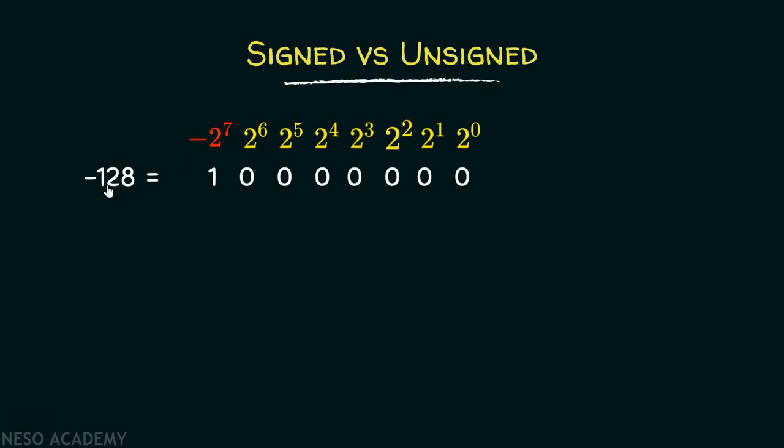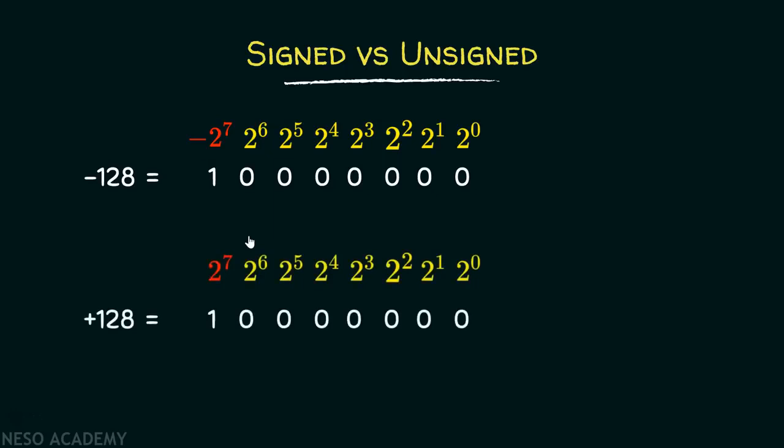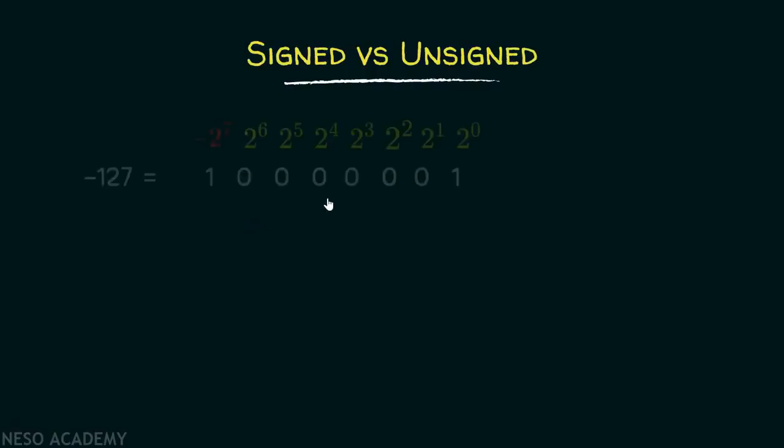If we want to represent the negative 128, we have to set this bit to 1 and reset all the rest of the bits, because this is minus 2 raised to the power 7, which is minus 128. Therefore, by setting this particular bit, we would be able to represent minus 128. This is the 2's complement representation. Always remember that the most significant bit's place value is always negative. In the case of positive numbers, this is quite easy because here the place value will be positive. If we set this bit to 1 and reset all the other bits, we would be able to represent plus 128.